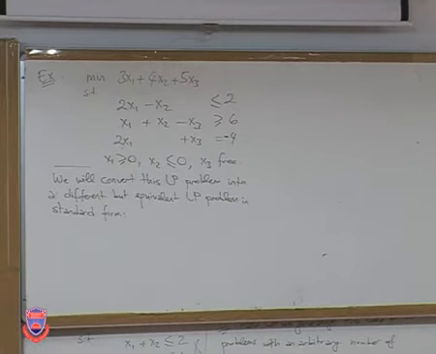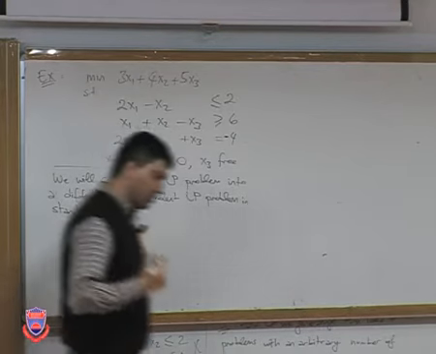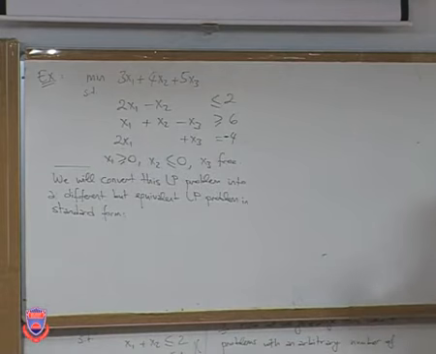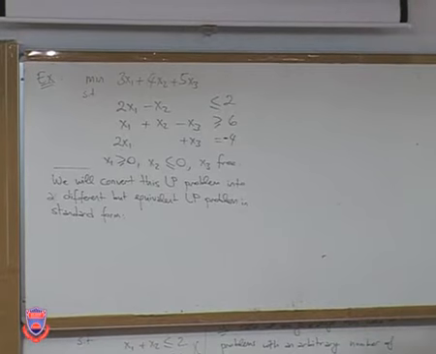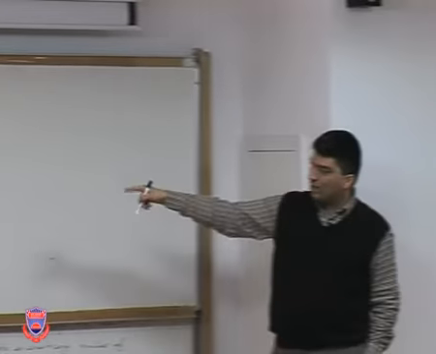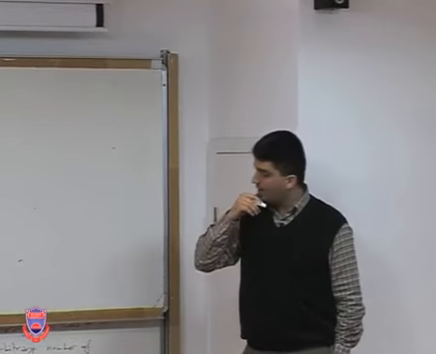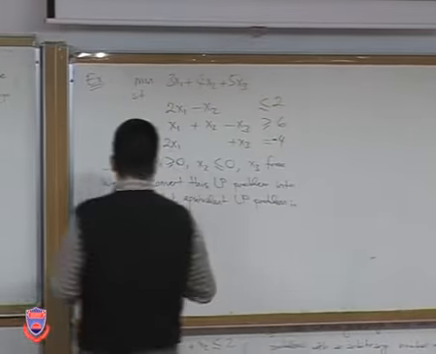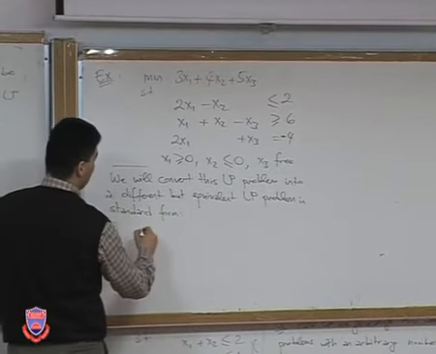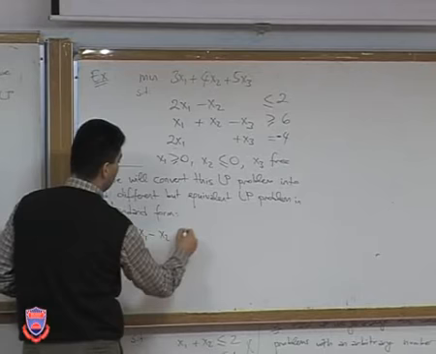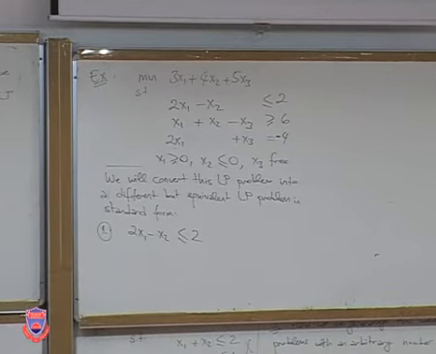Okay? So, what were the requirements of an LP problem in standard form? All decision variables should be non-negative, right? All the constraints should be equality constraints, and all the right-hand side values should be non-negative. So basically, I need to make sure that in my new LP problem, all of them will be satisfied. Okay? So let me start with the first constraint. The first constraint is an inequality constraint: 2x1 minus x2 is less than or equal to 2. And what I want to do is turn this constraint into an equality constraint. And the question is, how can I do that?